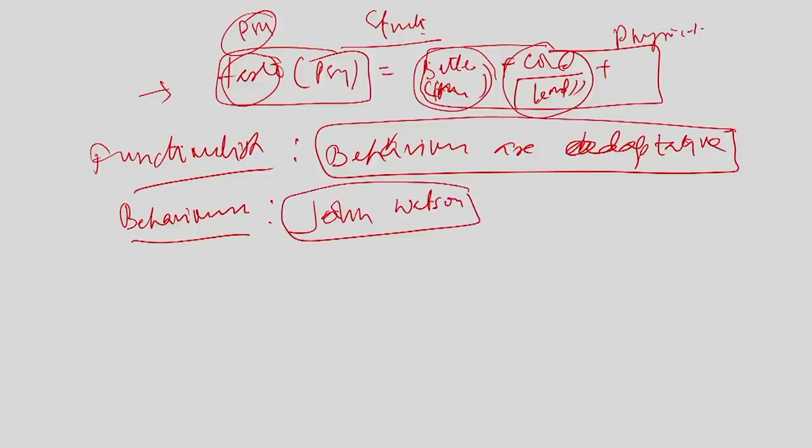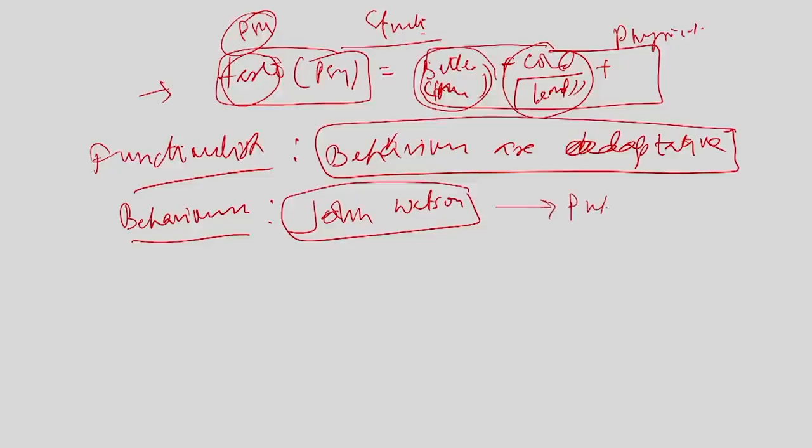And what did he say? He said that, look, if psychology has to be a scientific science, then its data has to be open to public scrutiny. Just like physical sciences and chemical sciences and other hard sciences, they give some observations that people can see. Psychology should also provide data whenever an event happens, and this data should be given to the public and the public should be able to verify it.